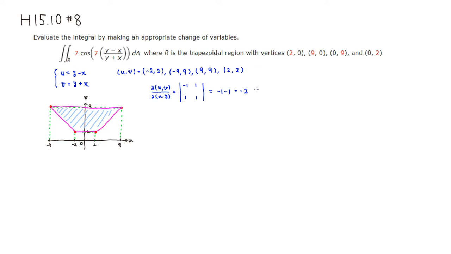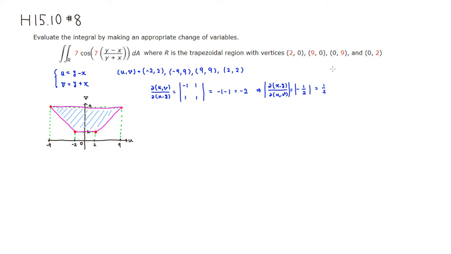Which means that the Jacobian of x comma y with respect to u comma v is simply the reciprocal, so it's going to be negative 1/2. But since we're taking the absolute value of the Jacobian anyway, this is going to be just 1/2.